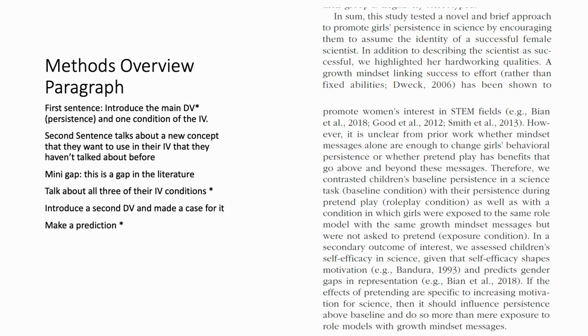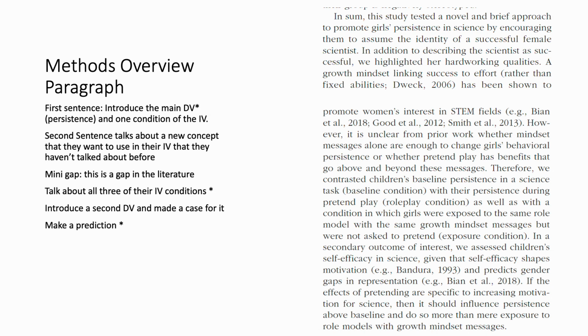Now, this is a very complicated paragraph for undergrads. This is the only paragraph that I think is too complicated for undergrads, but this is a paragraph written by pros. I think they had some reviewers ask them to talk about some of their other DVs, or they just wanted to talk about their non-primary dependent variables. So if you read that, I have the sentence breakdown on the left.